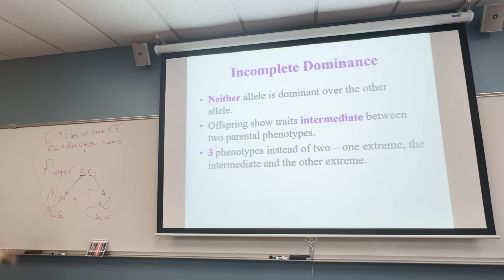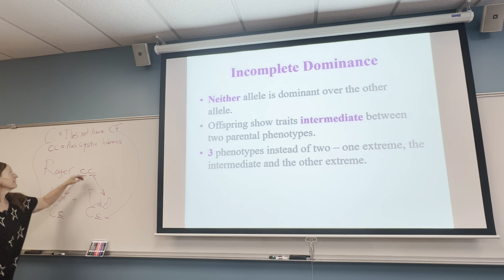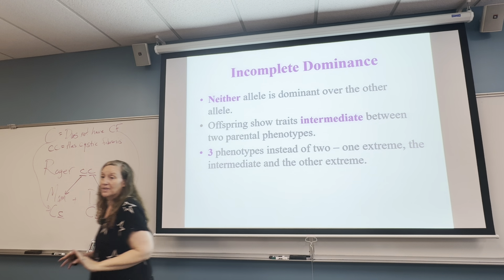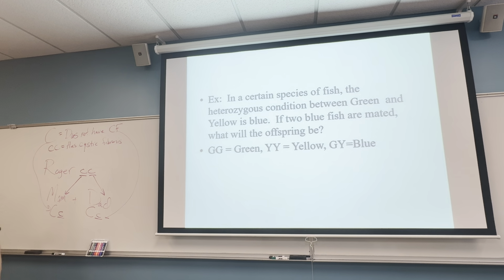In this case, we've been talking about having two phenotypes. For example, with cystic fibrosis, when we're talking about complete dominance, you had the phenotype for not having cystic fibrosis and having cystic fibrosis. You didn't have something in the middle. But now here, you're going to have three phenotypes: one extreme, the other extreme, and then a blend of the two in the middle. So 3 genotypes and 3 phenotypes.